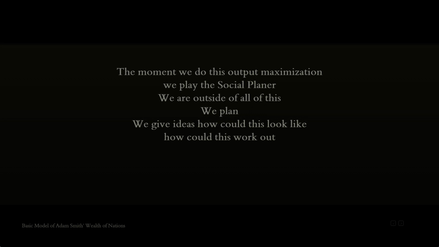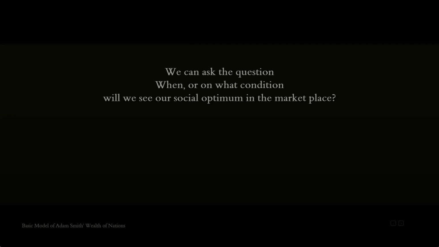The moment we do this output maximization, we play, so to say, the social planner. Nice term economists have chosen for themselves to describe their role. So we are sort of outside of all of this. We plan. We give ideas. How could this look like? How could it work out? We cannot just set a price. We can ask the question, when or on what condition will we see our social optimum in the marketplace?